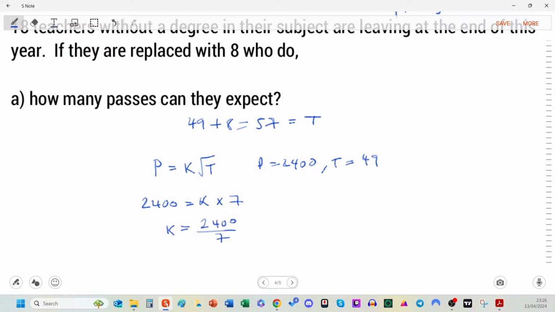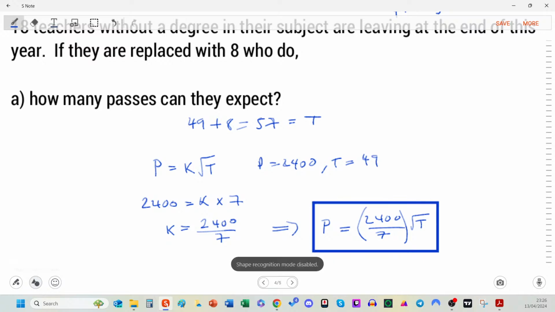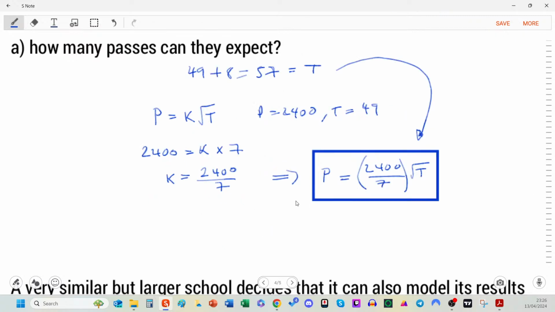So we'll just leave it as 2,400 over 7, which leads us to the proper equation, which is 2,400 over 7. And we'll put it in brackets to keep it clear, multiplied by root t. It's important. We'll put it in a box. And we're going to go on and use this. So this is now fully functioning, where we can test out our actual question, where it says how many can they expect. You've got to think about this now as like a model that's going to predict. The input is t, so let's see what the passes.